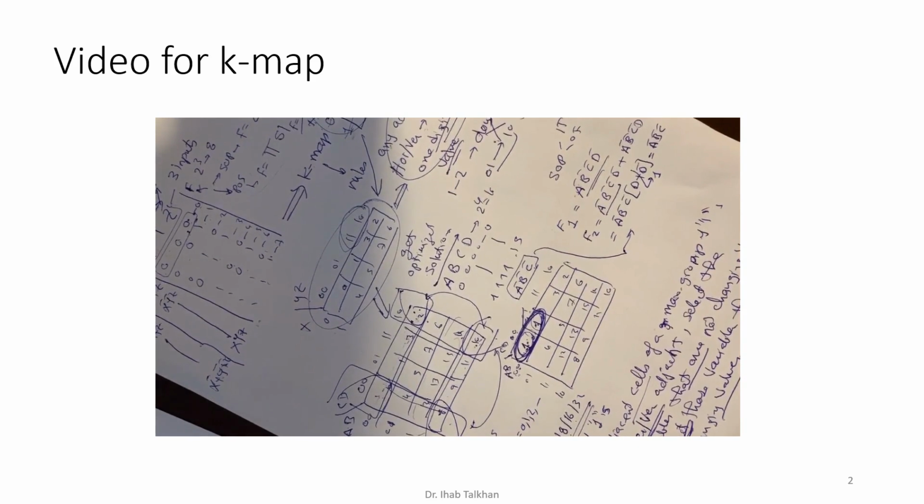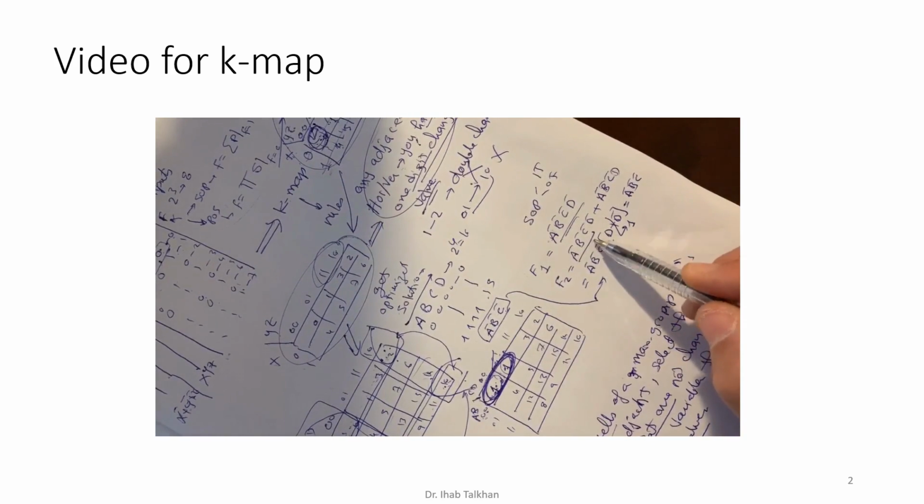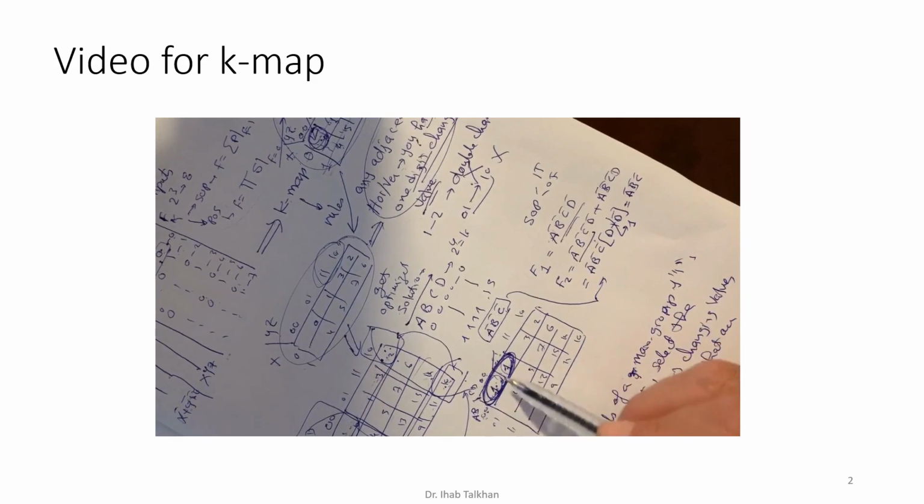So actually the K-map gave you a way not to do the equations. You are just selecting this group, which corresponds to selecting only the variables that are not changing value, and ignoring the variables that are changing, which is D in this situation.